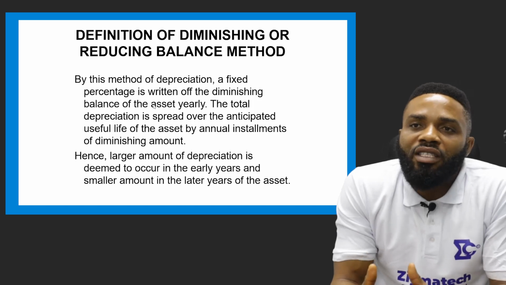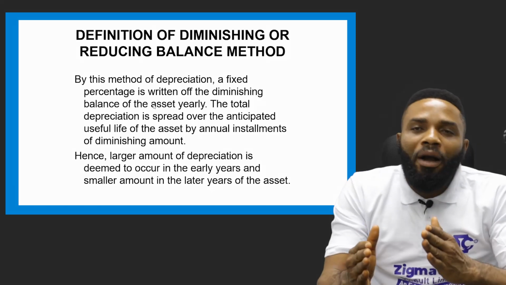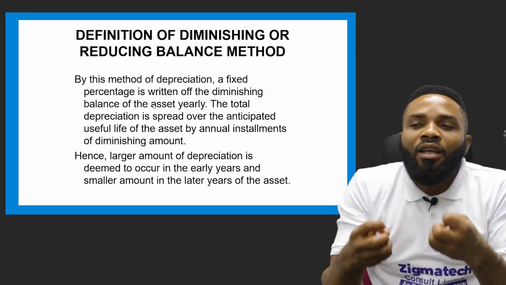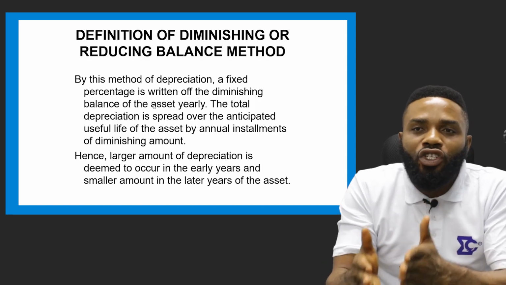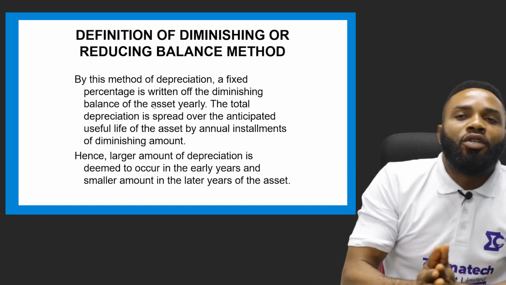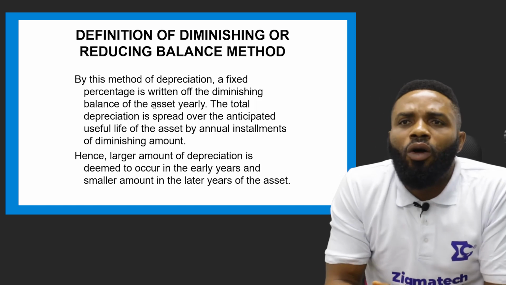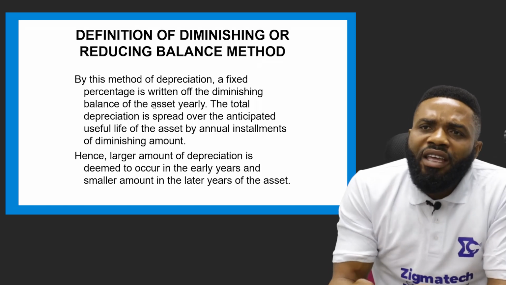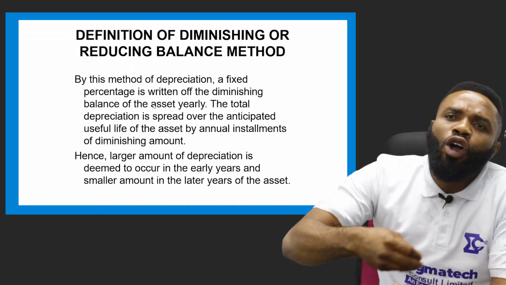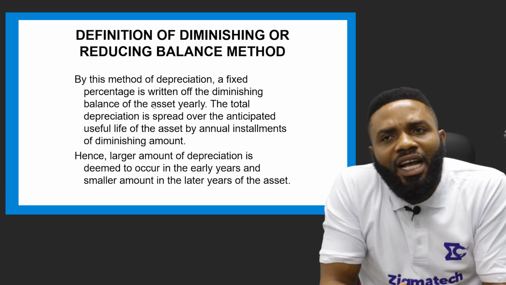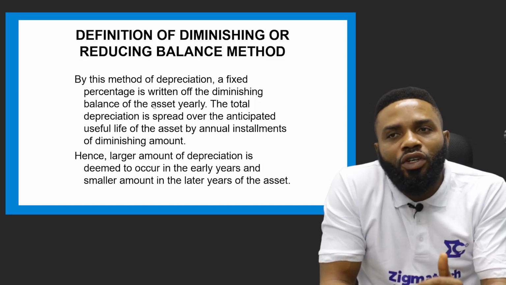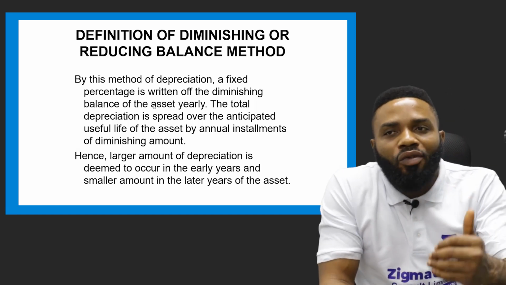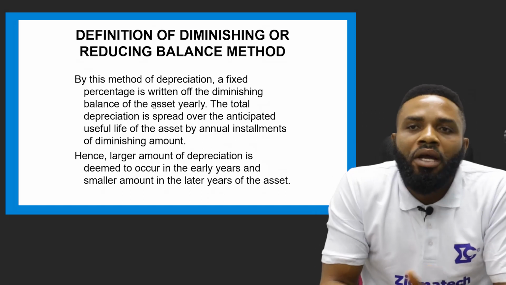So what I'm trying to say is, in today's lesson, we want to see how we can demystify this method in such a way that if students stumble on it, they can differentiate it from other methods. Now, when we talk about the diminishing or reducing balance method, we are talking about a method by which a fixed percentage is written off the diminishing balance of the asset yearly. The total depreciation is spread over the anticipated useful life of the asset by annual installment of diminishing amount.